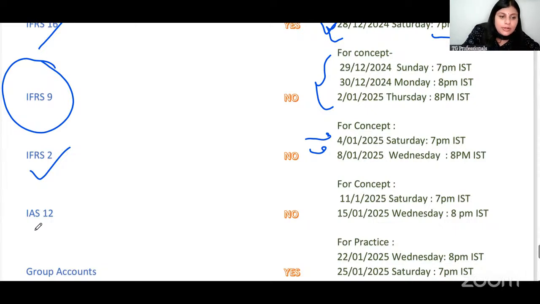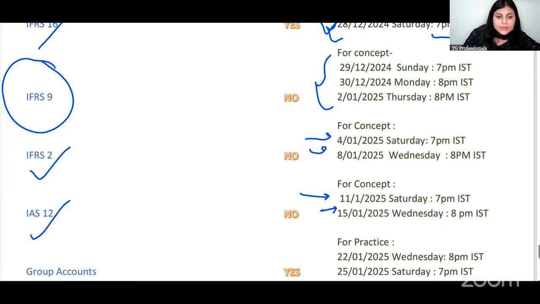Then IS 12, deferred taxation. We will do it on 11th of January, 15th of January. Again, 2 days for IS 12 along with the questions. Deferred taxation, you all have done in FR, but there are new aspects to deferred taxation which are not so easy to handle. That's why a live class for it.